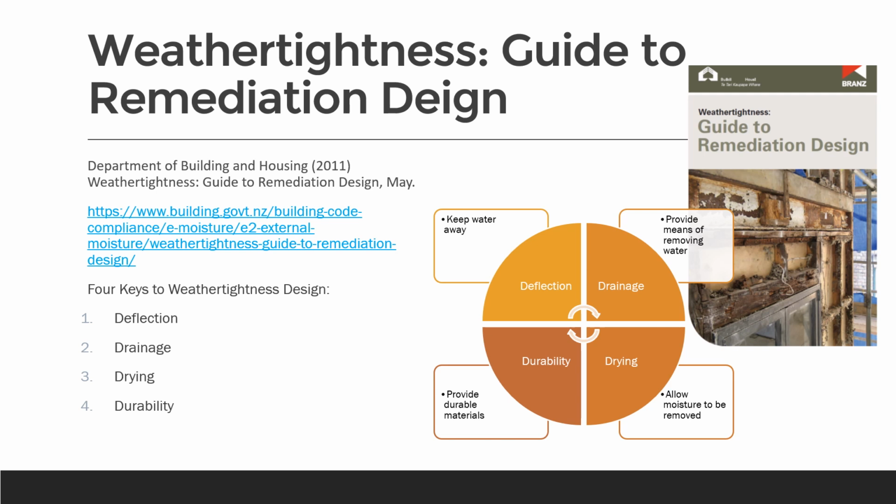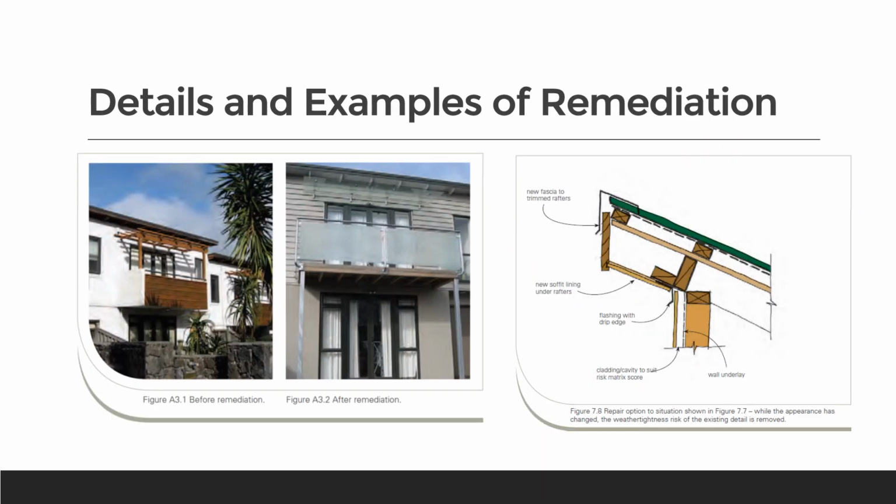The first line of defense is deflection. That is to keep water away. But when water penetrates in, then the second line of defense is drainage and drying. They are to provide means of removing water out and to allow moisture to be removed. Lastly, the materials used must be durable against water and moisture. And the guidance also provides details and examples of remediation for reference.